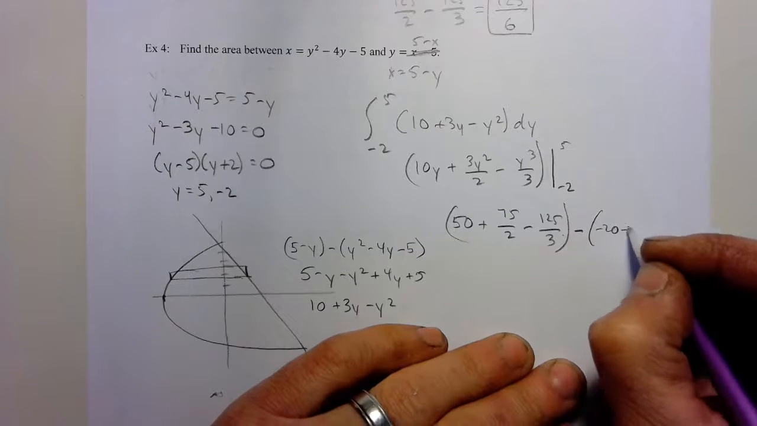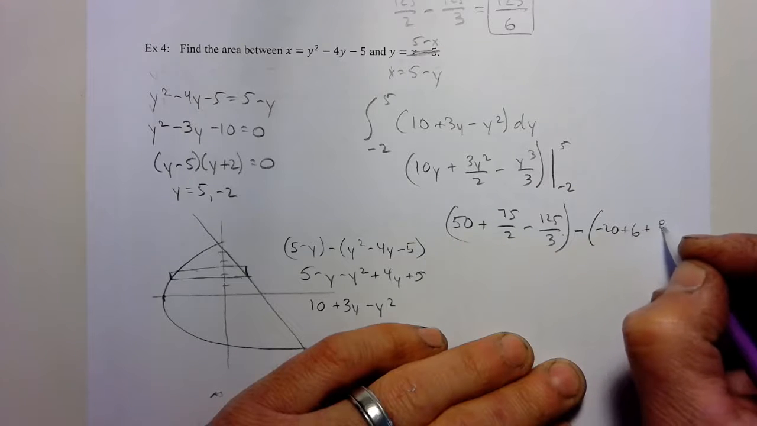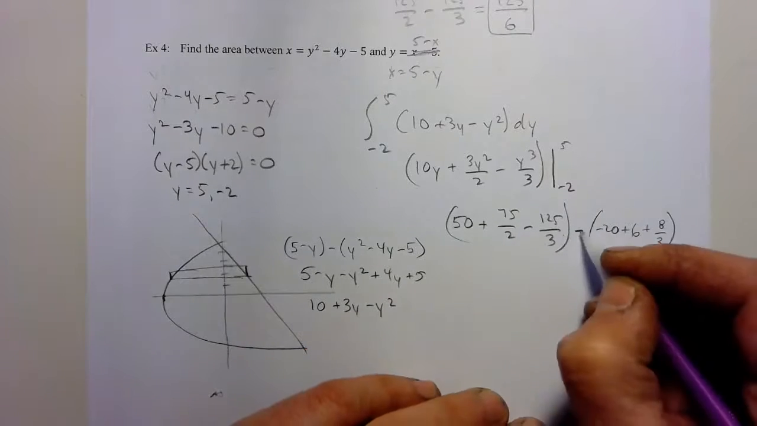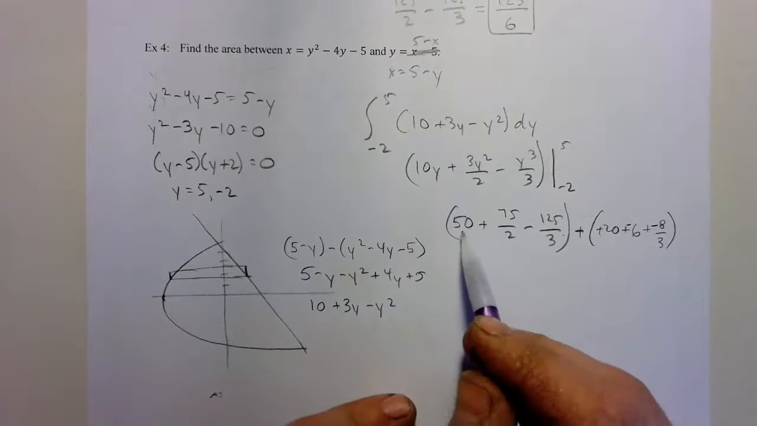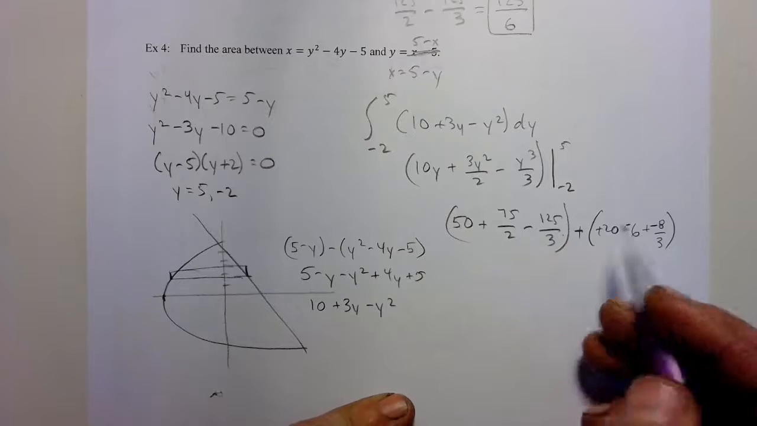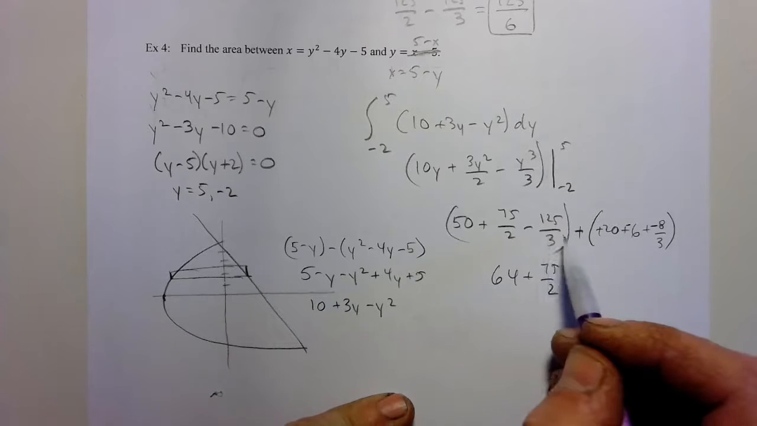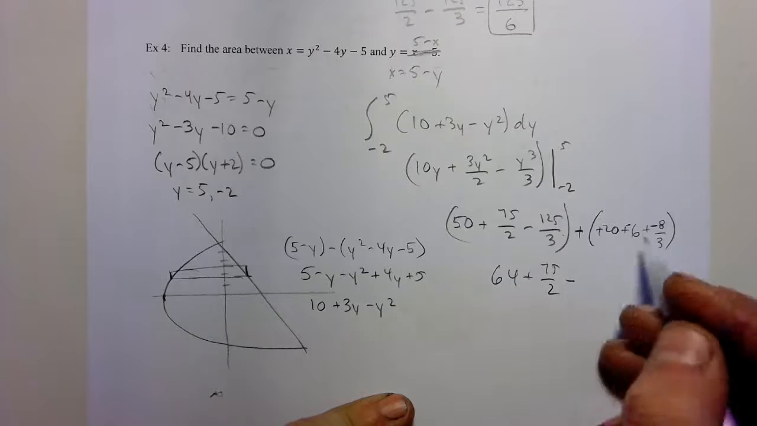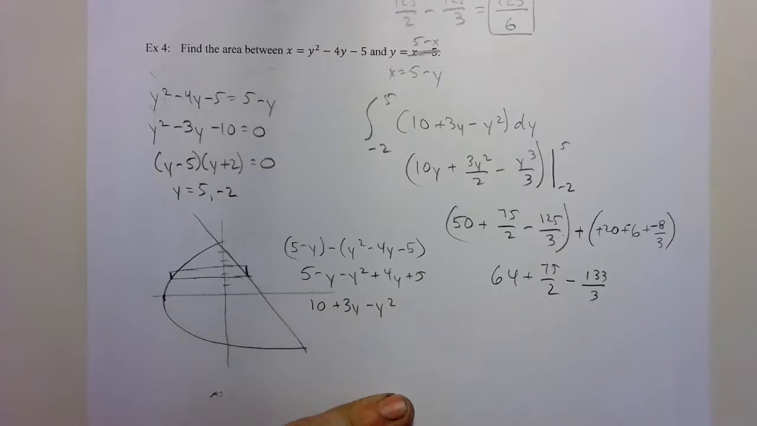Plus, let's see, that's going to be 6. And then plus 8/3. Distribute that negative in. So I'll get, let's see, 70, so it's 64 plus 75 halves. I'll leave that for now. This is going to be minus 133 over 3. Hey, look at that, that actually reduces. Does it reduce down? Oh, it'd be really nice if it did. Bummer. I thought it did, but it didn't.